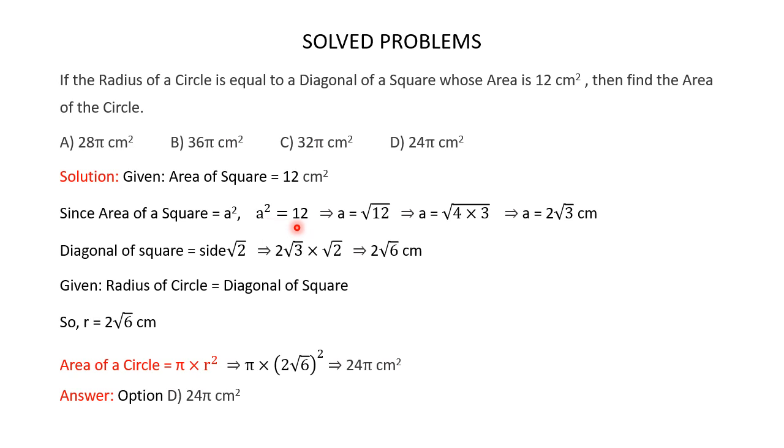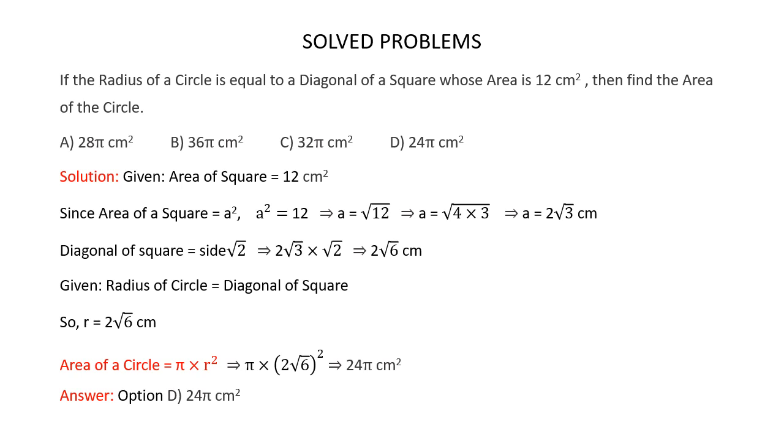That is, a is equal to square root of 12. Now we can write 12 as 4 multiplied by 3. Here square root of 4 would be 2. So a is equal to 2 root 3 centimeters. Here a is nothing but the side of the square. So side of the square is 2 root 3 centimeters.